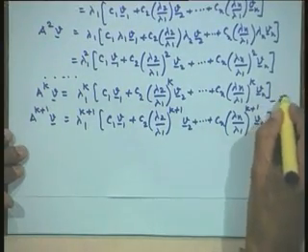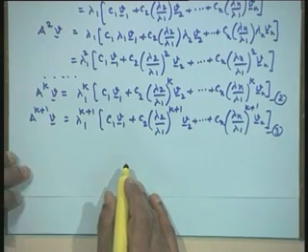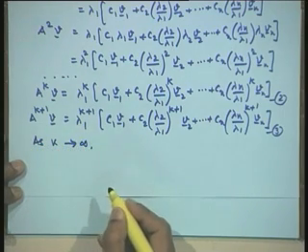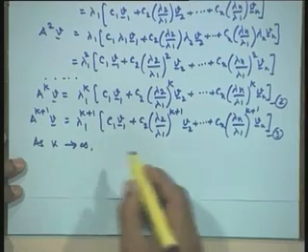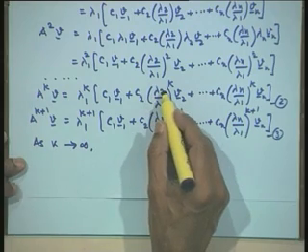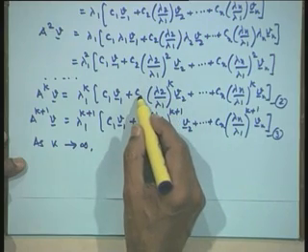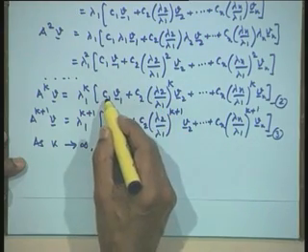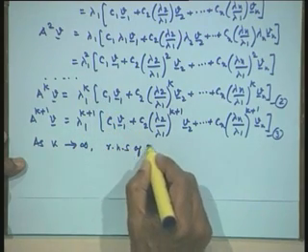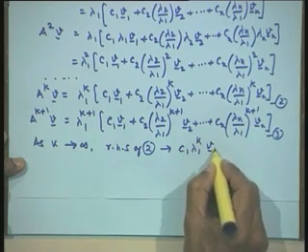Now, let us just number this as 2, this as number 3. Now, let us assume as k tends to infinity, what happens? As k tends to infinity, the right hand side of 2, all these ratios in magnitude, magnitude lambda 2 by lambda 1 is less than 1. Therefore, this would go to 0, this would go to 0. So, all of them would go to 0. The right hand side will converge to C 1 V 1 into lambda 1 k. Therefore, the right hand side of 2 tends to C 1 lambda 1 to the power of k V 1.